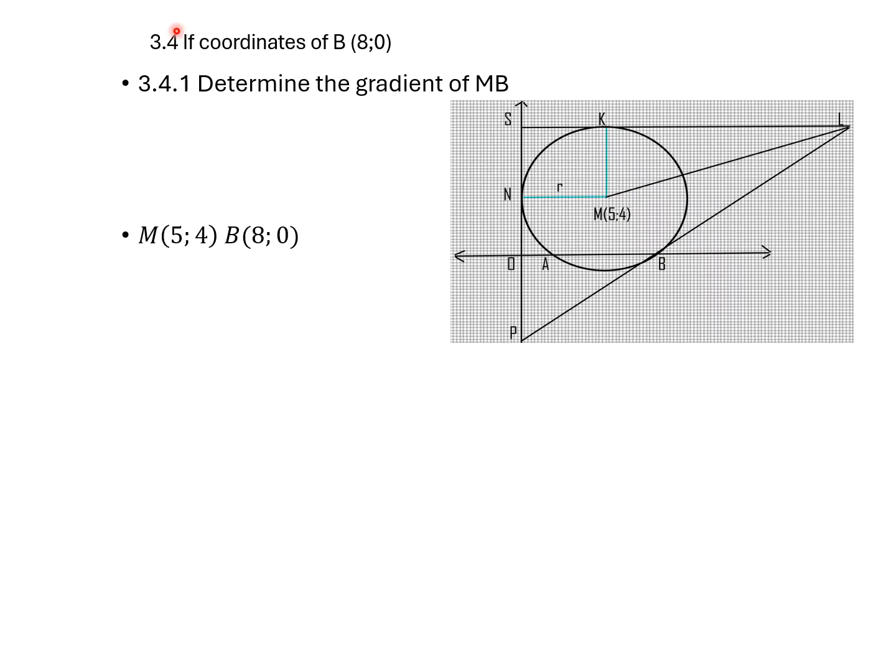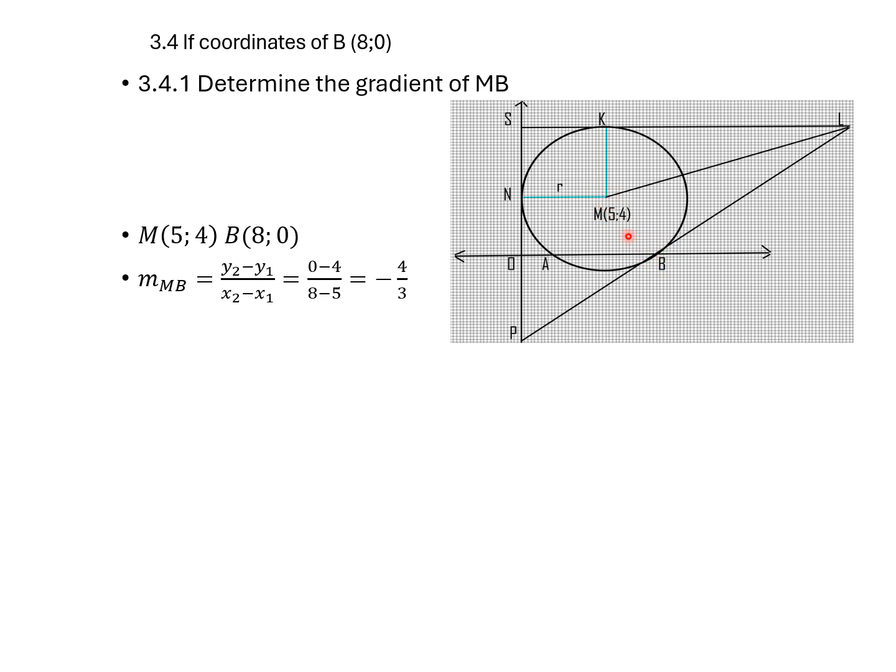3.4. They say if the coordinates of B are (8, 0), which we found previously, determine the gradient of MB. So we want to find the gradient from M to B. We have M (5, 4) and B (8, 0). Gradient MB is y2 minus y1 over x2 minus x1, so 0 minus 4 over 8 minus 5, which gives negative 4 over 3. So my gradient for MB, which is a radius, equals minus 4 over 3.